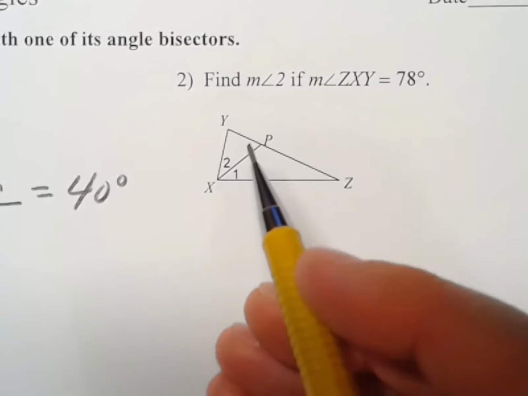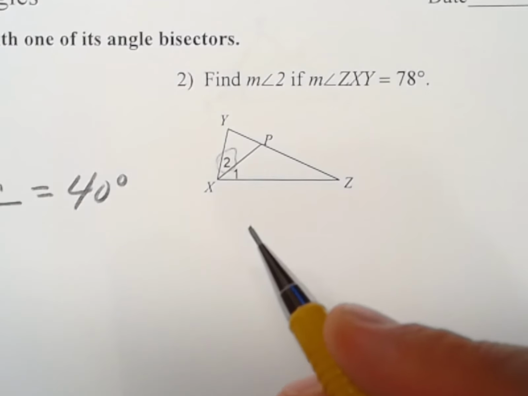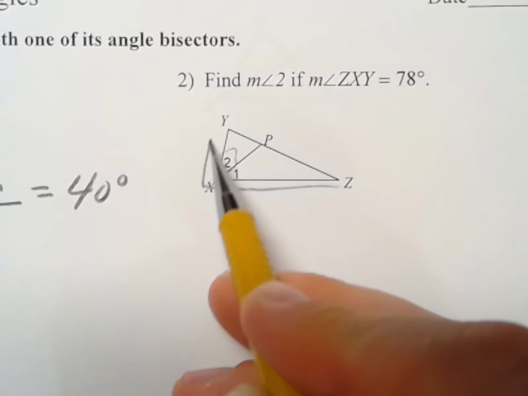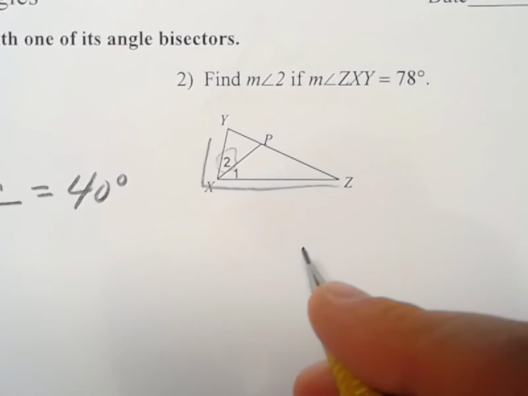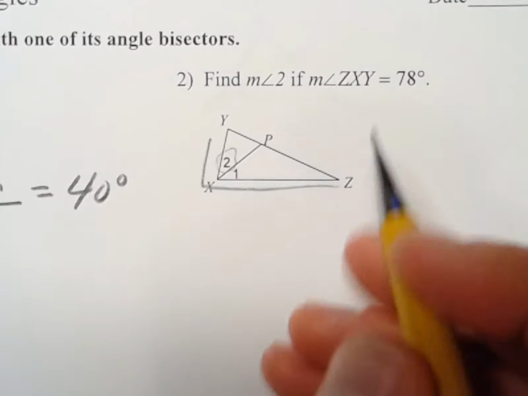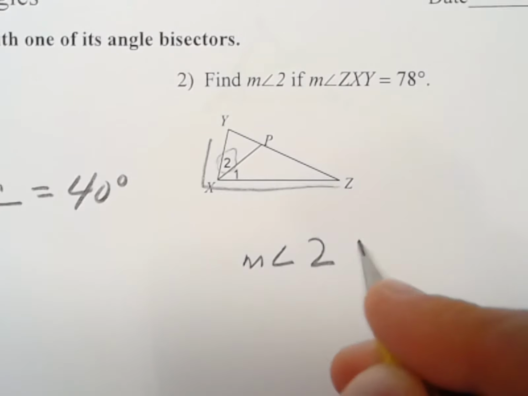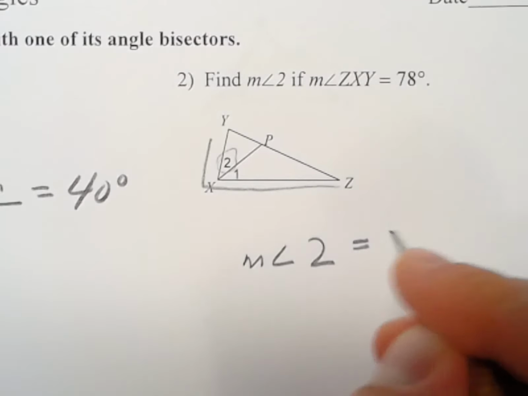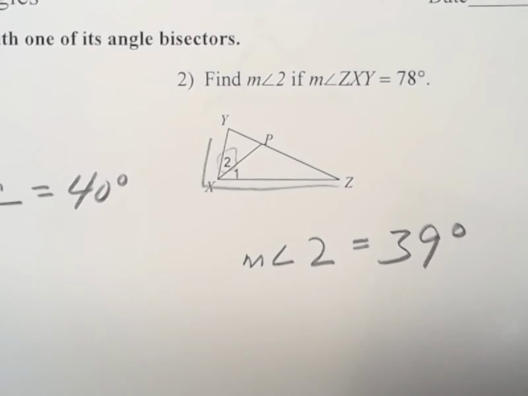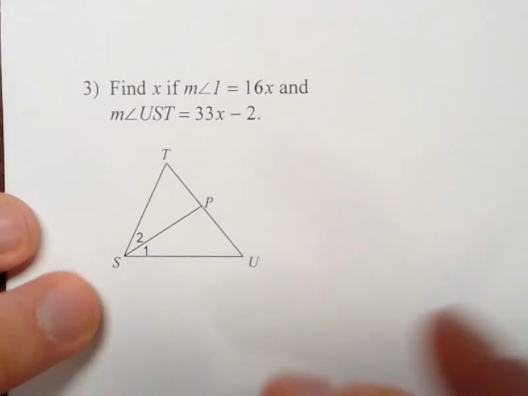Same kind of thing here. Find the measure of angle 2 if ZXY is 78. Well, if the whole thing is 78 and angle 2 is half of it, then we need to divide. Half of 70 would be 35, and then of course we're going to add 4 more, so we're at 39 degrees right there. Okay, let's do one with some algebra in it.